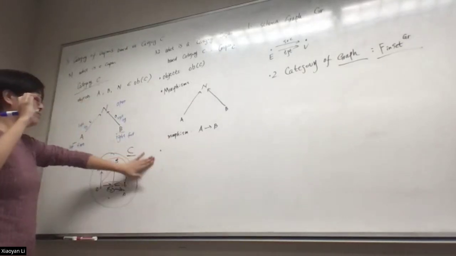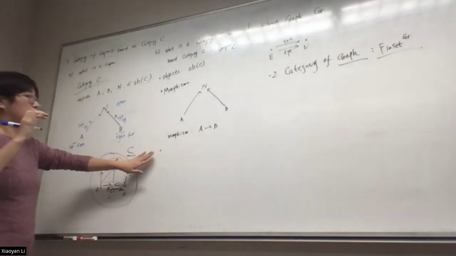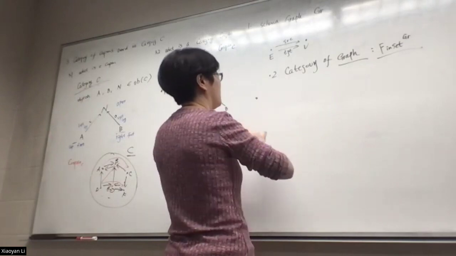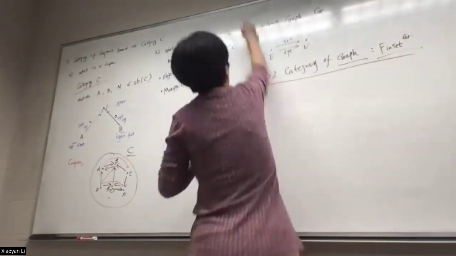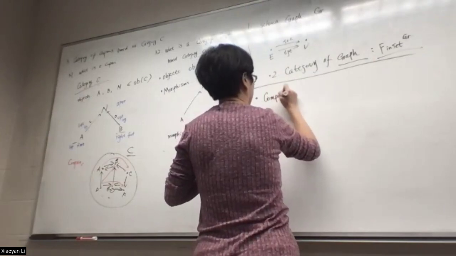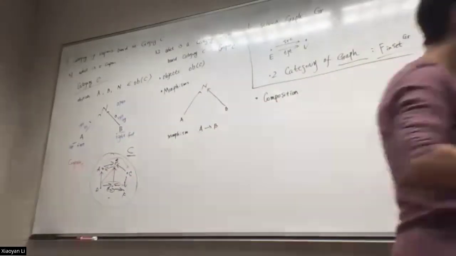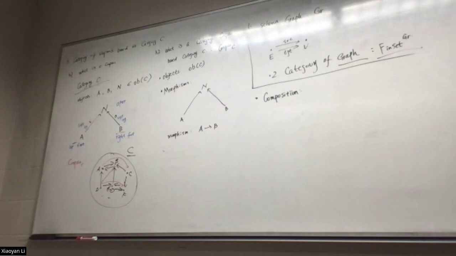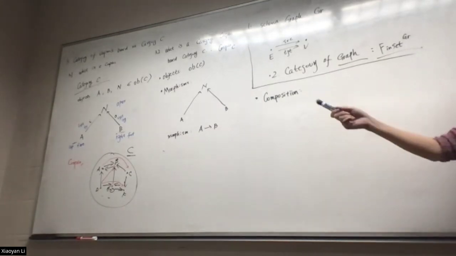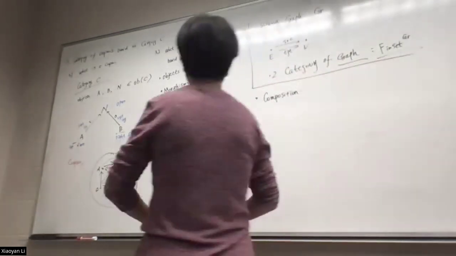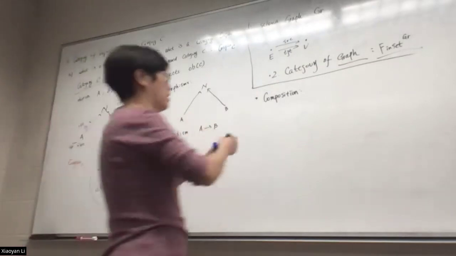That is the key part. Actually, in this class we have already touched the most beautiful part, that is the composition. Because for every category, composition is a component of a category, right? For every category, it has to support the composition of morphisms. That is the definition of a category.